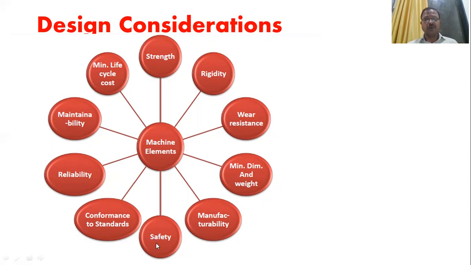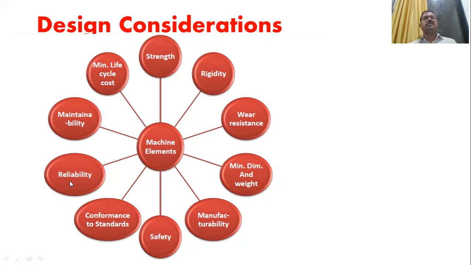Then the next consideration is safety. A certain amount of factor of safety should be provided. The machine element which is designed should be safe for its entire life. Conformance to standards means, say if we are supposed to design a pressure vessel, then in the design of pressure vessels there are certain standards which should be considered. For example, the Bureau of Indian Standards, IS, has specified certain standards in the design of a pressure vessel. Then the design should conform to that standard.